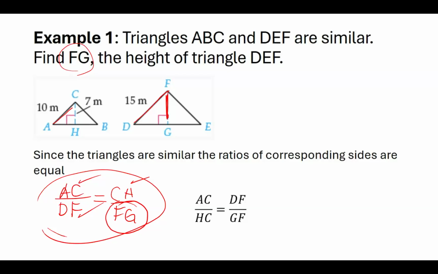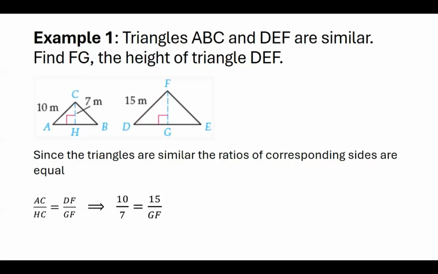Now, the way that I wrote it here is actually not incorrect, but it might be confusing. Let me tell you quickly how you can get from these to that one. If you have AC over DF equals CH over FG, you can move this one dividing, and you can pass this one multiplying, and it gives you this one. So it's equivalent to the previous one. Dividing AC by its own height would give you the same ratio as dividing DF by its own height.